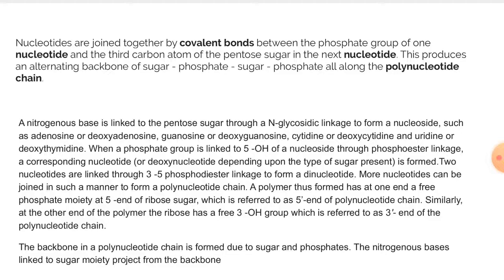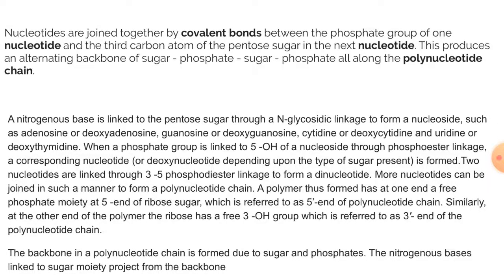Okay. So here on your screens there are displayed the different bond formations. The nucleotides are joined by covalent bonds between the phosphate group of one nucleotide and the third carbon atom of the pentose sugar in the next nucleotide. This produces an alternating backbone of sugar and phosphate molecules. And you know, a nitrogenous base is linked to the pentose sugar by a glycosidic bond that I told you before. This is an N-glycosidic linkage which forms the nucleoside.